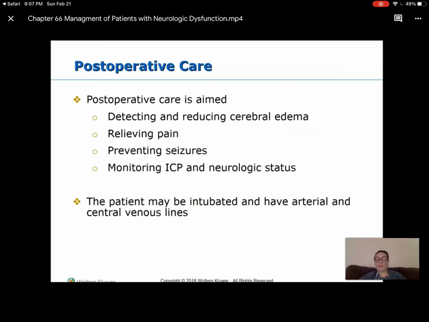Monitoring ICP very closely and neurologic status: grips, pushes, pulls, movement, sensation, bowel movement, control of body, control of limbs, everything, urine. Do they know when they have to pee? Do they not? Are they not even able to respond at all? The patient may be intubated and have arterial and central venous lines as well. They are going to have multiple invasive lines, which would be a central line, an arterial line. Numerous different lines, plus the intracranial pressure monitoring in their head.